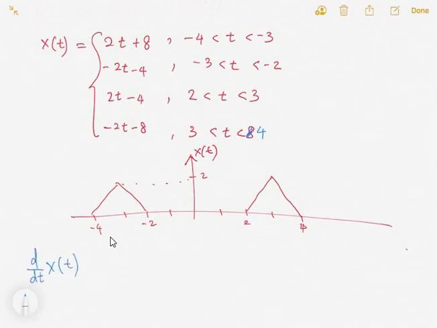The derivative of 2t plus 8, you will get 2, from negative 4 to negative 3. And then negative 2t minus 4, you will get negative 2. This one is from negative 3 to negative 2. And then 2t minus 4, you will get 2 again, from 2 to 3. And you get negative 2t plus 8, you get negative 2. This is from 3 to 4.